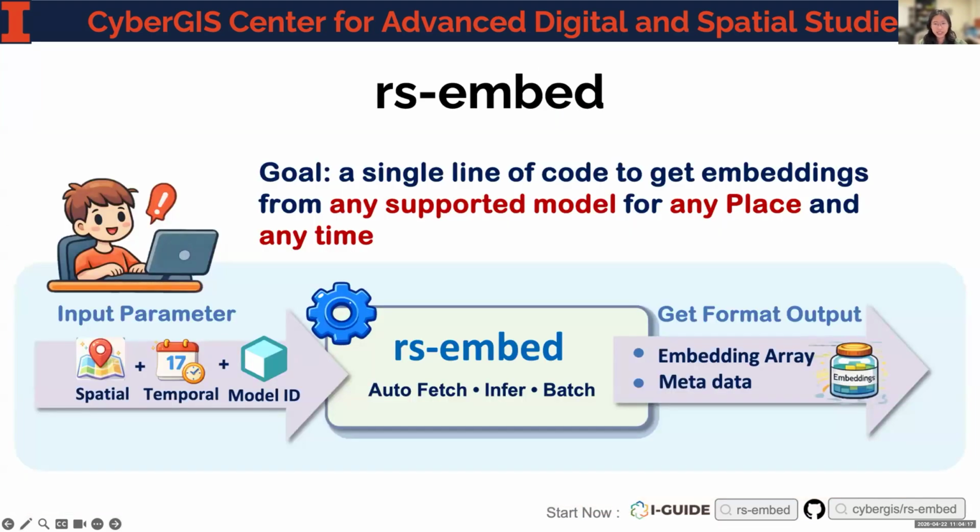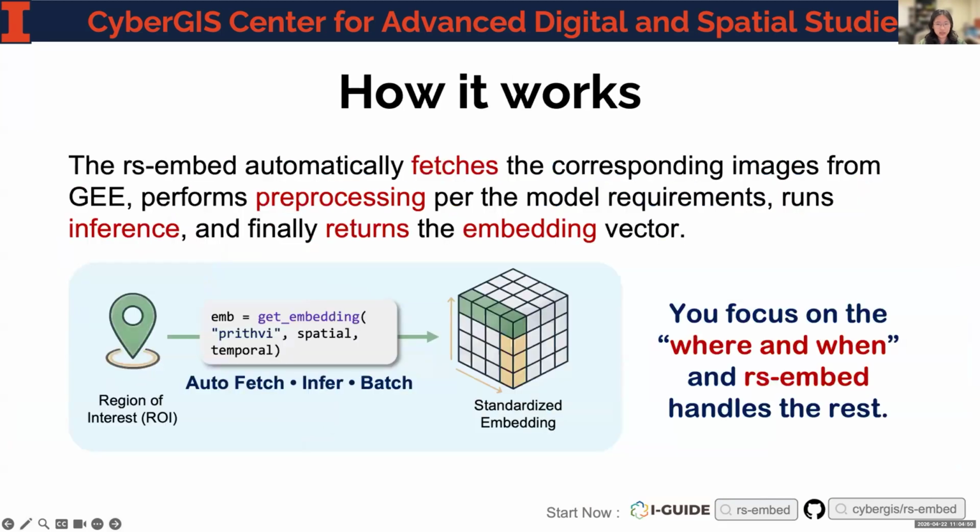So that is really the starting point of rs-embed. The motivation behind rs-embed is straightforward: can we reduce the whole process to something much more natural and much more standardized? rs-embed lets users think first about their scientific question, like when, where, and what kind of output they need, instead of forcing the user to think first about the model-specific pre-processing pipeline. Then the tool will handle the rest.